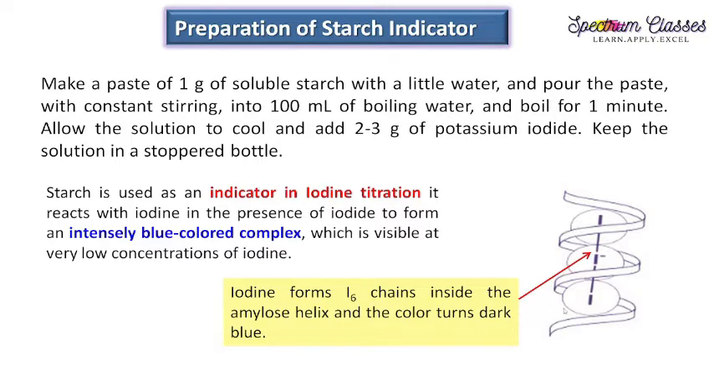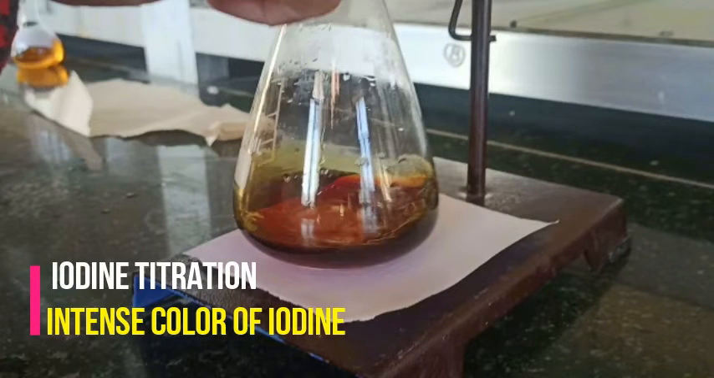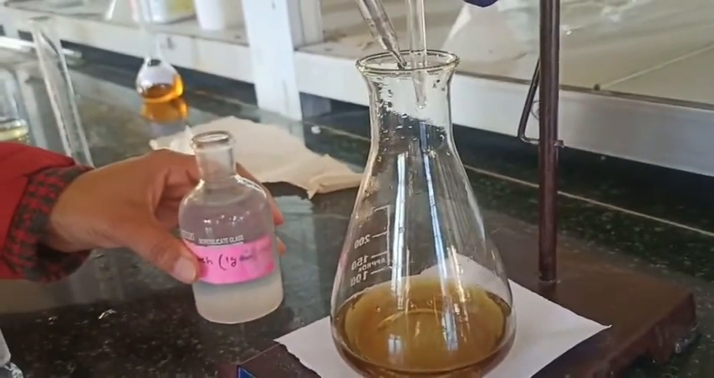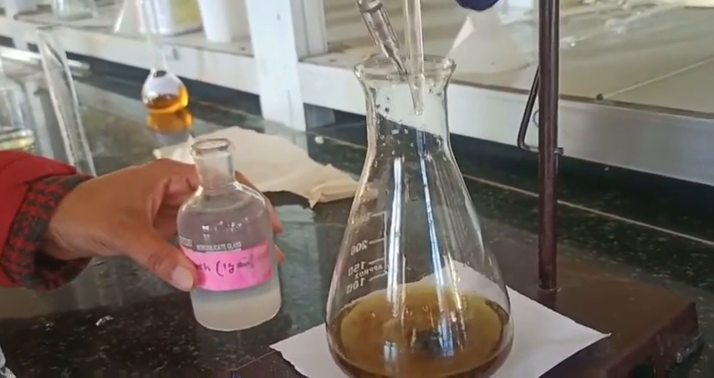Let me show you the example here in the lab activity. This is the iodine titration, and in the starting we have this much dark color, and when it has faded we add the starch solution. You can see the color. So we have seen the preparation of starch indicator.